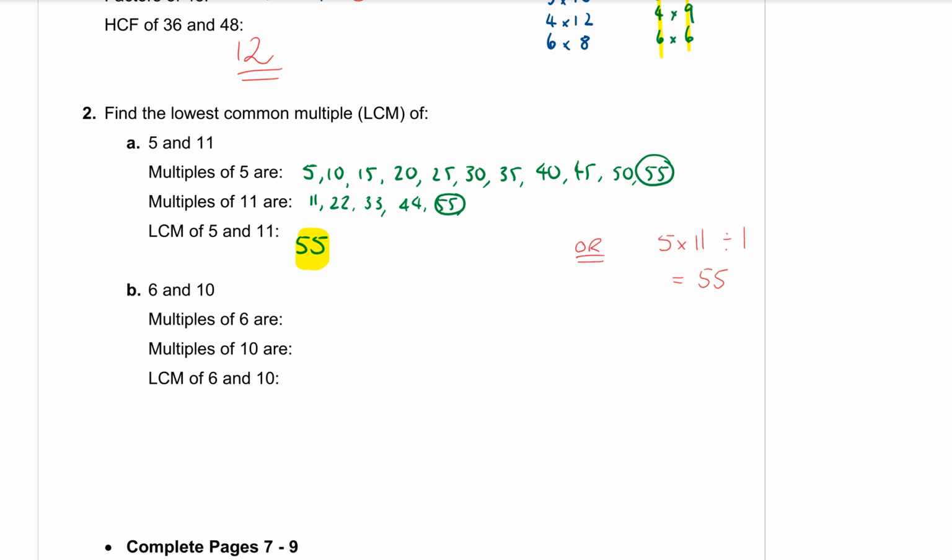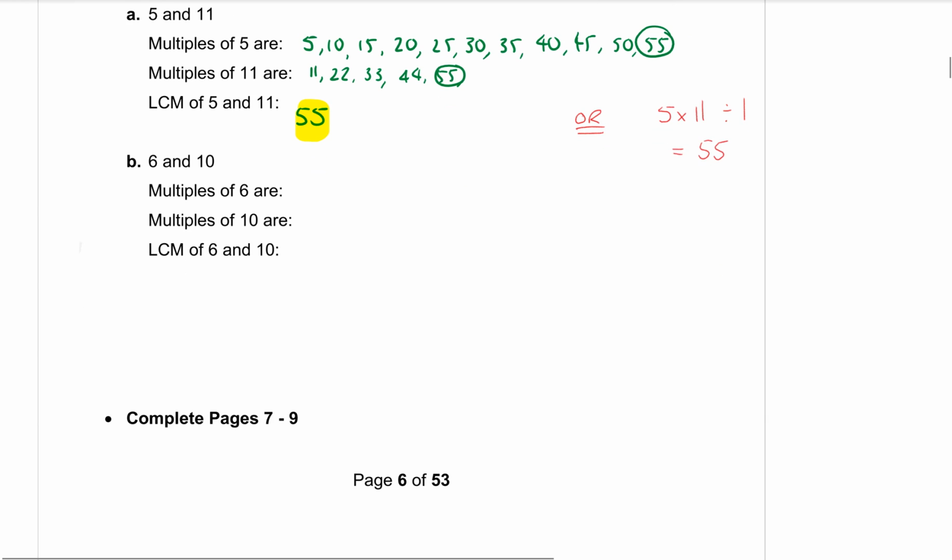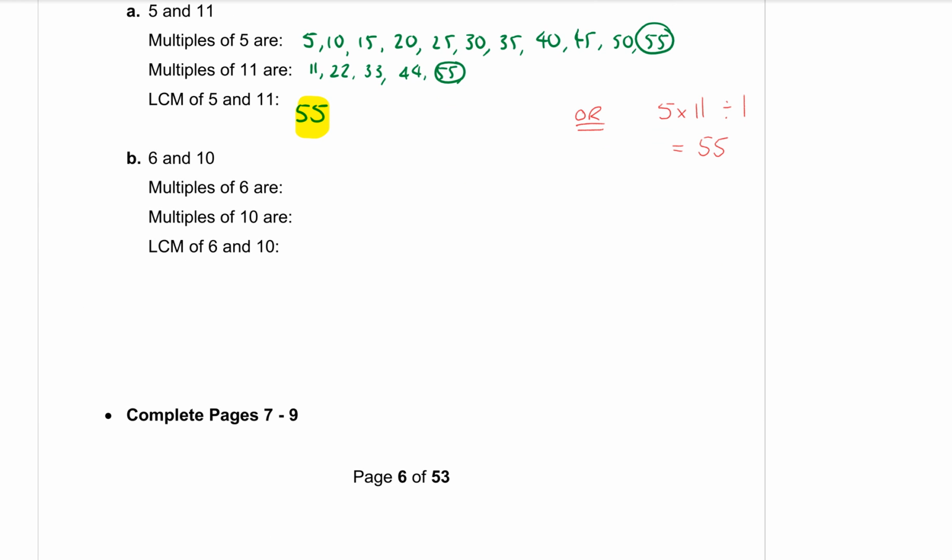All right. So we're going to stick to part B. We're going to stick to our first method. Question B, we want to find the lowest common multiple of 6 and 10. Let's list off our 6 times tables. So 6 times 1 is 6.